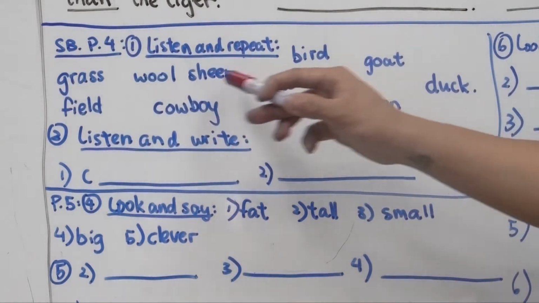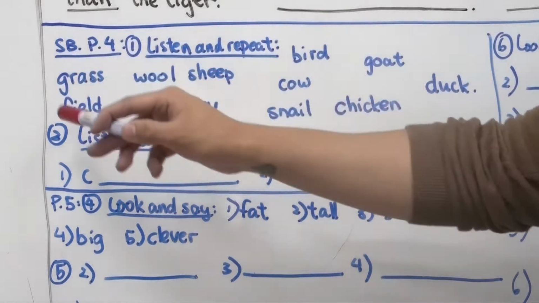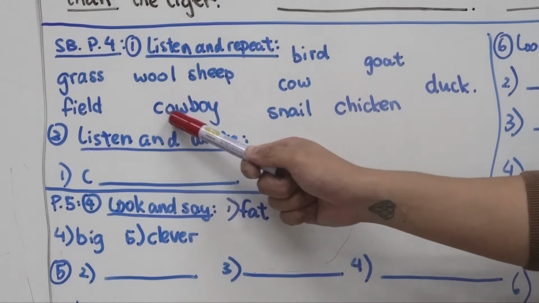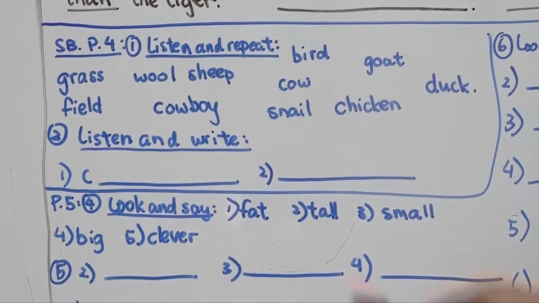And then in the farm, who takes care of all the animals and the plants in the farm? Who takes care? Maybe the farmer, right? The farmer. And in some countries, most farmers are cowboys. Okay, cowboy. You can see it here, right?